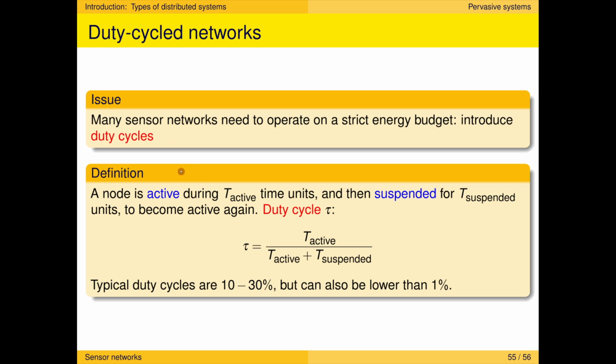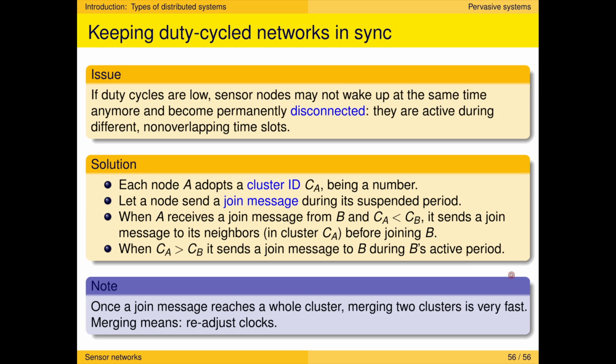So our nodes are active for T active duration, and then they're suspended. That means they're sleeping during the T suspended duration. So T active plus T suspended is the whole time, and T active is the time you're active. So this ratio is your duty cycle tau. And the typical duty cycle is 10 to 30%. Typically, in, for example, IoT systems, it is as low as 1%.